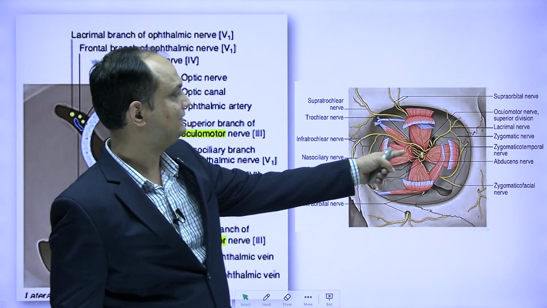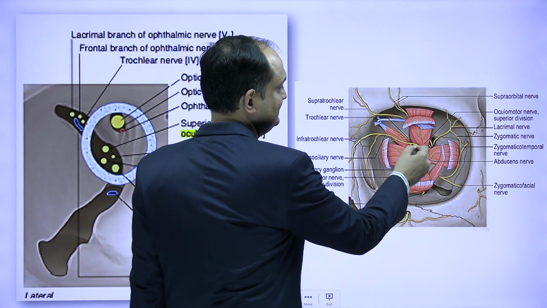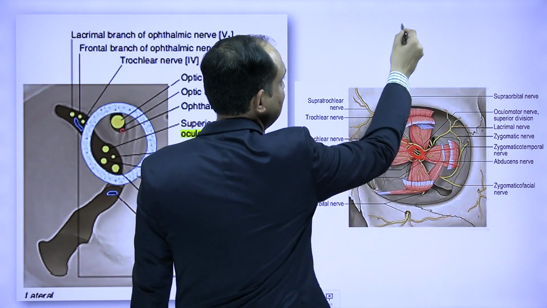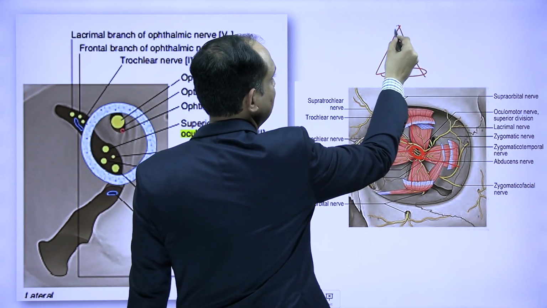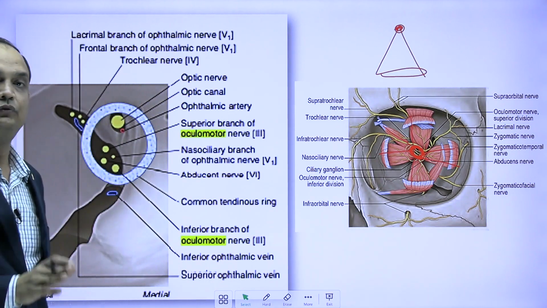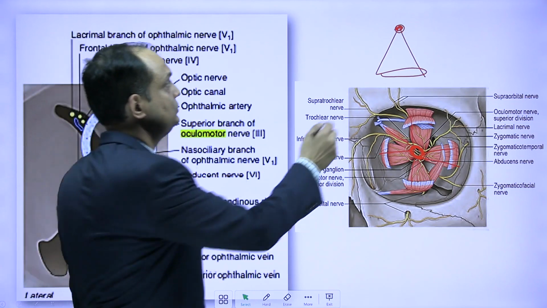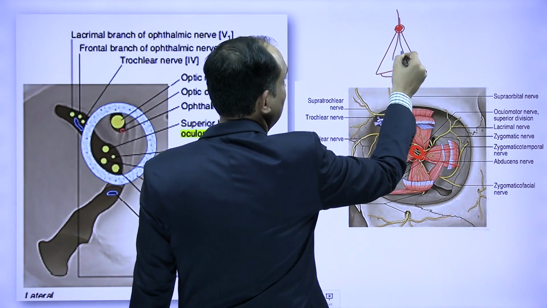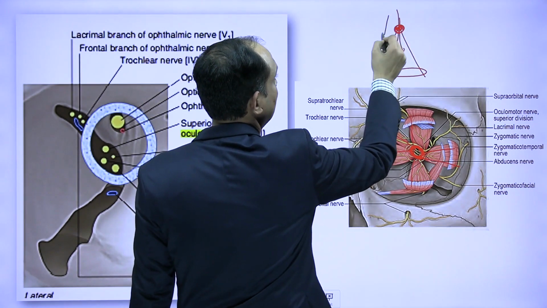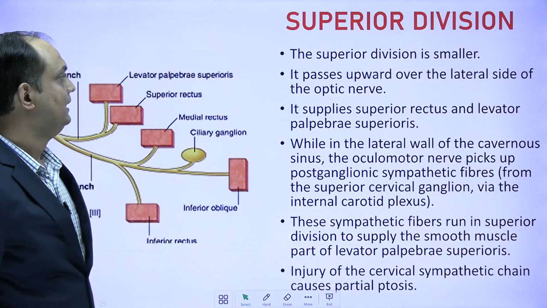Now, here you can see that this area is the entry of the structures into the orbit. This is the apex of the orbit, and this is known as the cone of muscles. These are the muscles which extend from this part. This is the apex of the cone from where the structures are going to enter. Whatever structures enter through the tendinous ring will enter into the cone of the muscle, because they are passing through the ring. If they are outside the ring, then they will not enter this cone of the muscle.